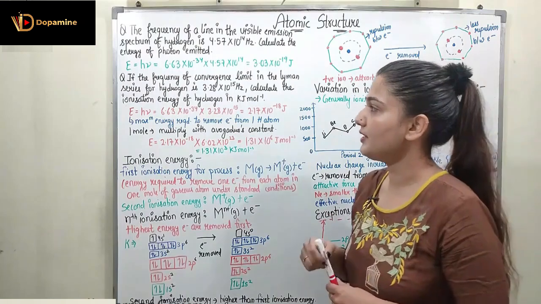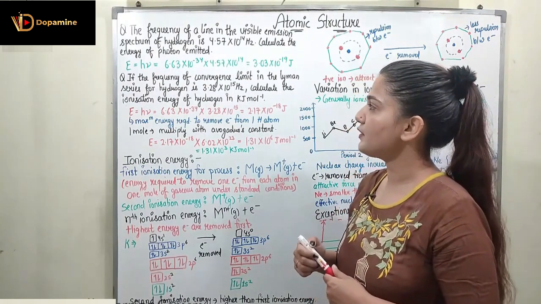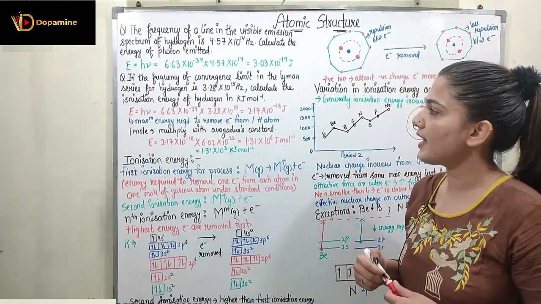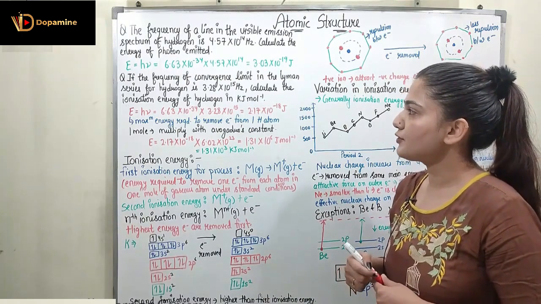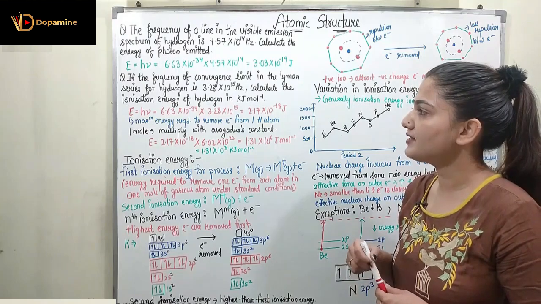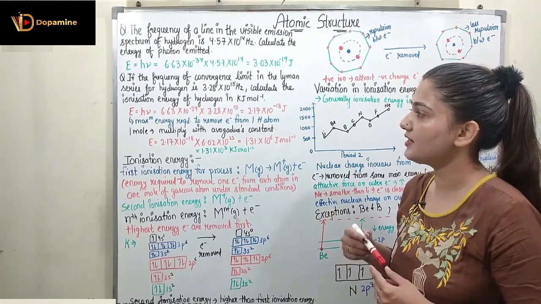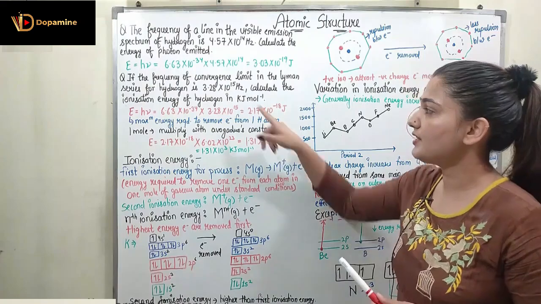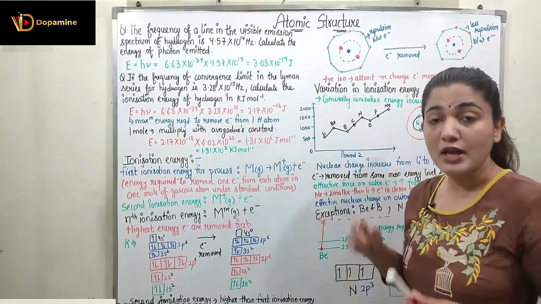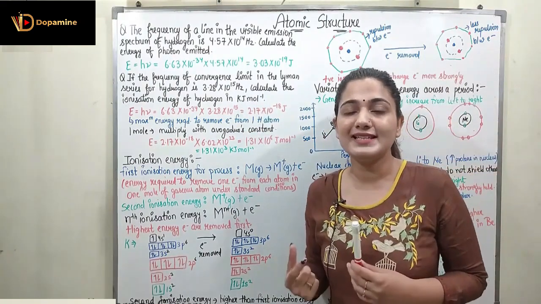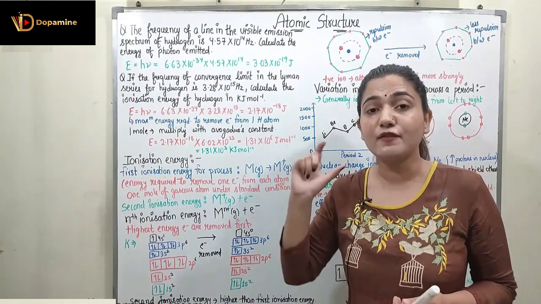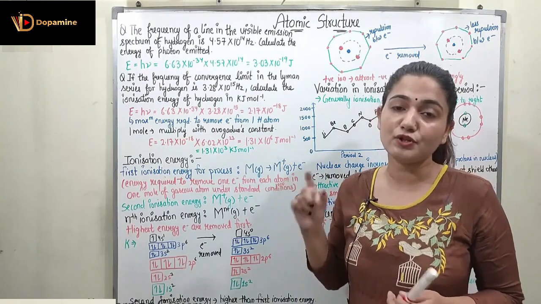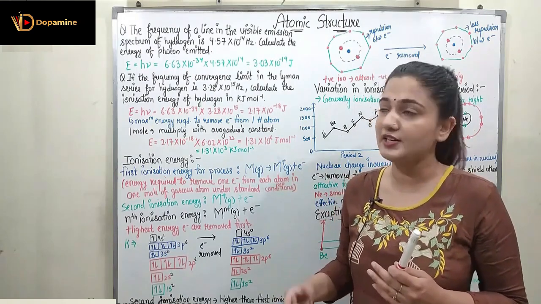Coming to the next question, which states: if the frequency of convergence limit in the Lyman series of hydrogen is 3.28 × 10^15 Hertz, calculate the ionization energy of hydrogen in kilojoule per mole. Again the frequency is given, we have to find out the ionization energy, but for 1 mole of hydrogen atoms we need to find out the energy.